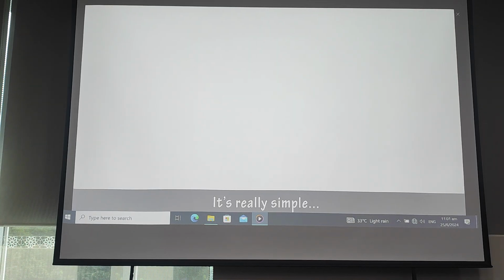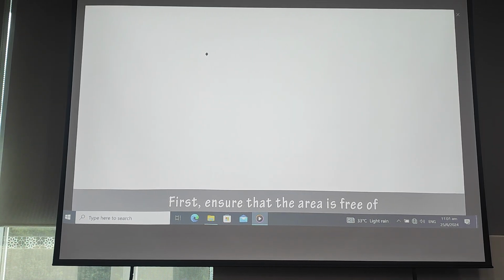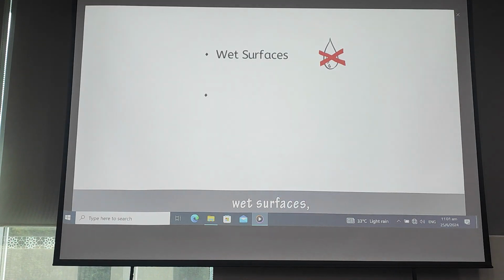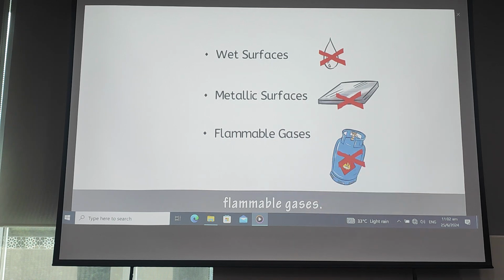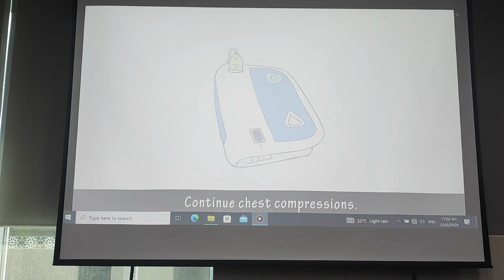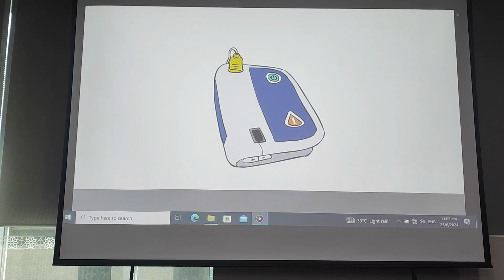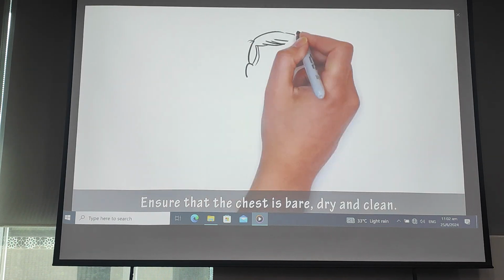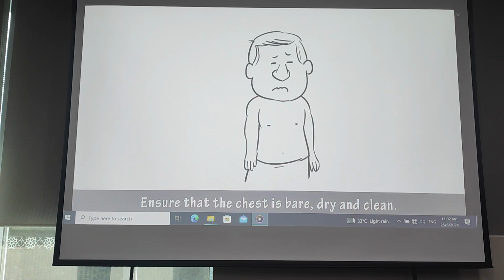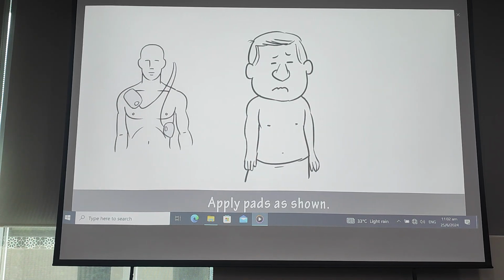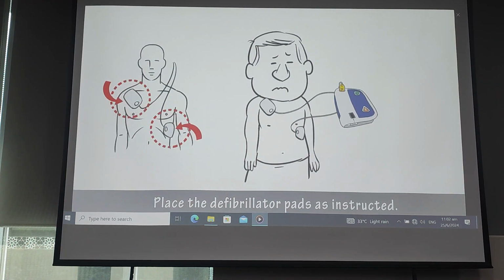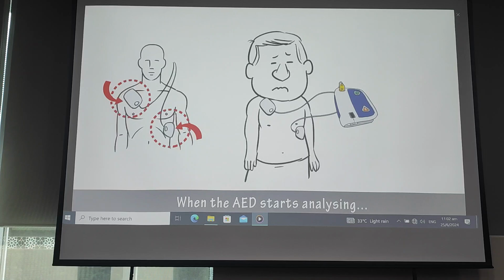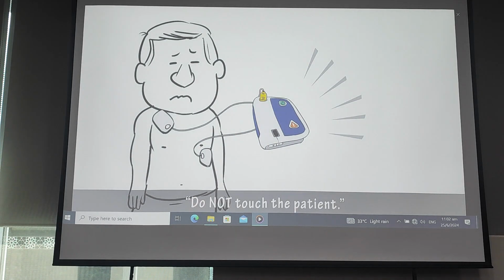It's really simple. First, ensure that the area is free of wet surfaces, metallic surfaces, flammable gases. Continue chest compressions. Turn on the AED. Ensure that the chest is bare, dry, and clean. Apply pads as shown. Place the defibrillator pads as instructed. When the AED starts analyzing, do not touch the patient.